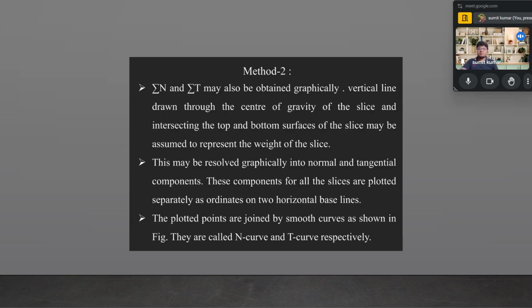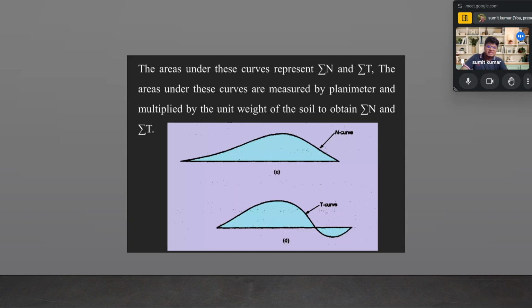Now, when we apply method 2, the summation of n and the summation of t may also be obtained graphically. A vertical line drawn through the center of gravity of the slice and intersecting the top and bottom surface of the slice may be assumed to represent the weight of the slice, and this may be resolved graphically into the normal and the tangential components. These components for all the slices are plotted separately as ordinates on two horizontal baselines, and the plotted points are joined by a smooth curve as shown in the figure. They are called the N curve and T curve respectively.